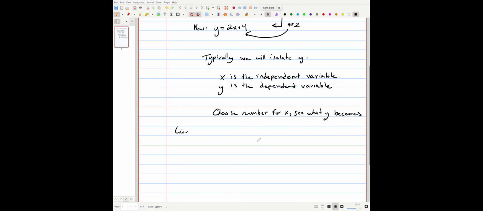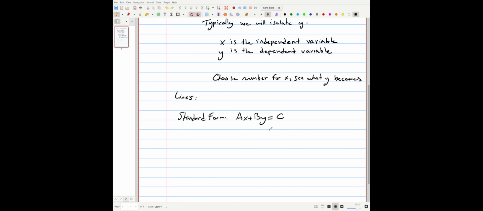Now, since we're talking about lines, right, and all of these things are a relationship between x and y, we have three forms. Standard form. Well, there's probably more forms, but these are the ones we're going to talk about here. These are the most important ones. We have standard form: ax plus by is equal to c. A, b, and c are just numbers, and x and y are variables, right?